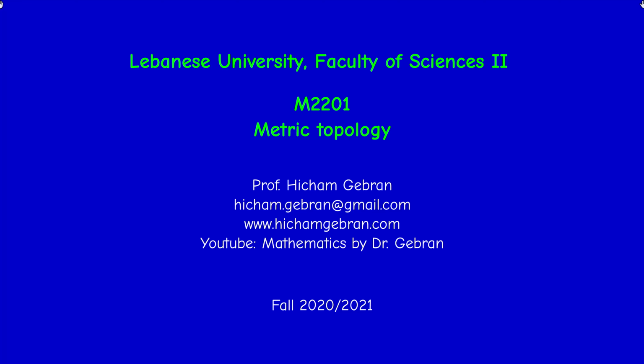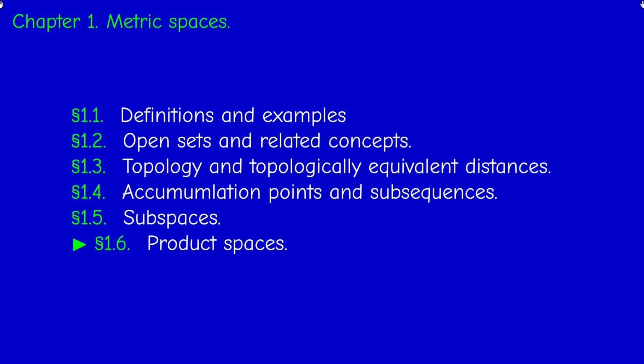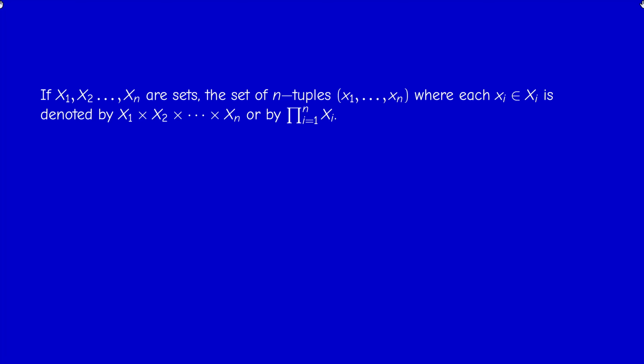Welcome back. In this video, we are going to finish chapter 1 with section 1.6 about product spaces. Okay, so recall that if you have n sets, X1, X2, ..., Xn, the set of n-tuples (x1, ..., xn), where each component belongs to the corresponding space, is what we call the Cartesian product of these sets. And we denote it by X1 times X2 times ..., or by the product symbol, product i from 1 to n of capital Xi.